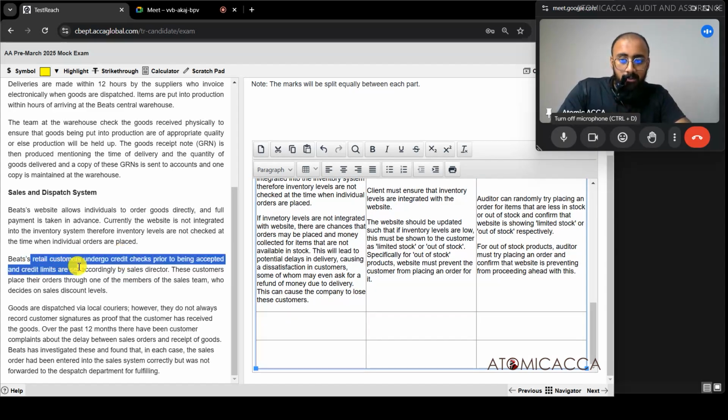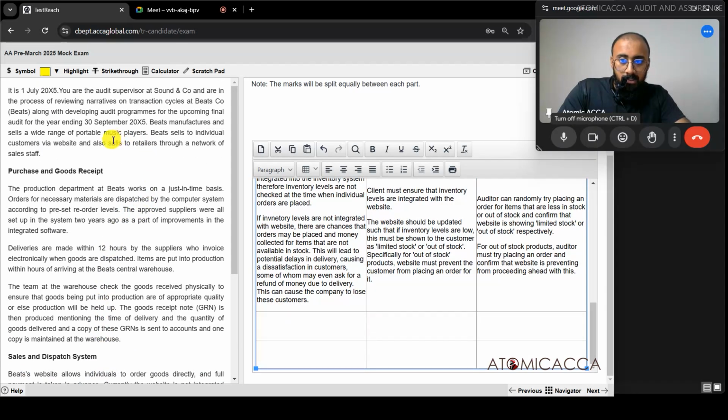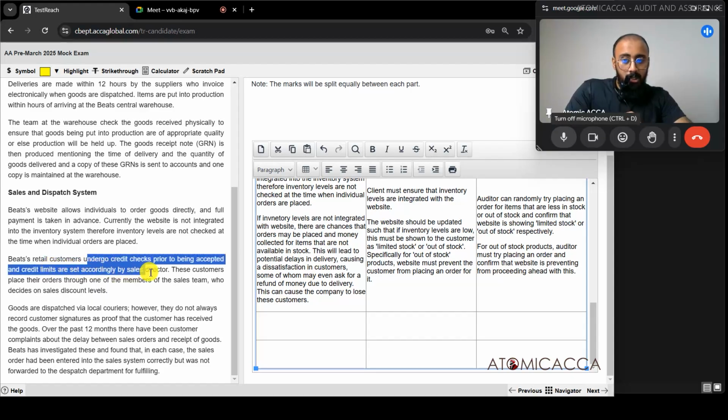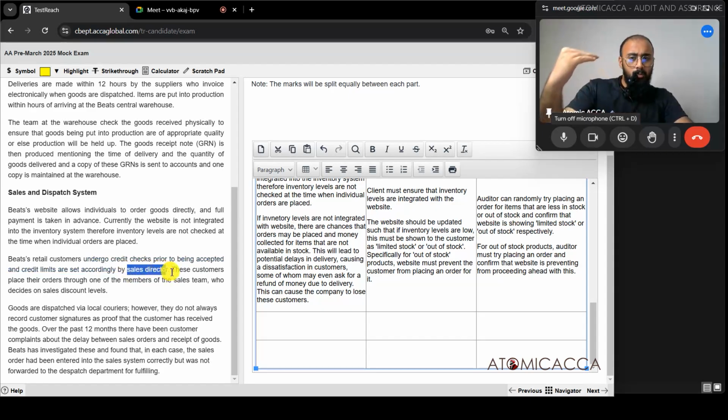Beats retail customers. It was told earlier that they sell to retailers through a network of sales staff. So sales staff is there, they catch these retail customers and they sell it. So Beats retail customers undergo a credit check prior to being accepted and credit limits are set accordingly by the sales director. So that is fine. Sales director is like the topmost person. So credit checks and credit limits and all are approved by them. So all that is okay.